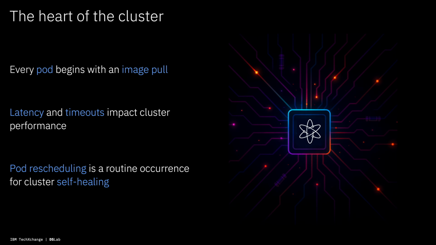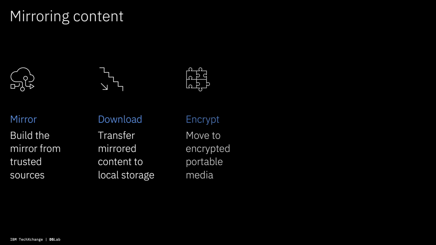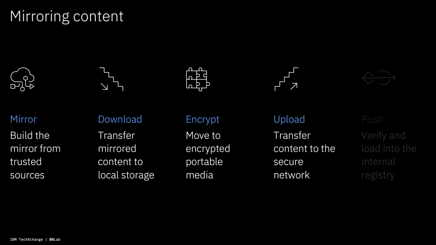Mirroring content for an air-gapped cluster is never quick. We can't just push images from an external network directly into the registry. Instead, the task requires multiple steps. We build the mirror in a connected environment using trusted sources. Then we download and copy the content to encrypted media. That media is then transported to the secure site, where it is uploaded for validation before pushing it into the internal registry. Every step adds time and risk. When things go wrong, it causes delays, so we need a process that's efficient and auditable.